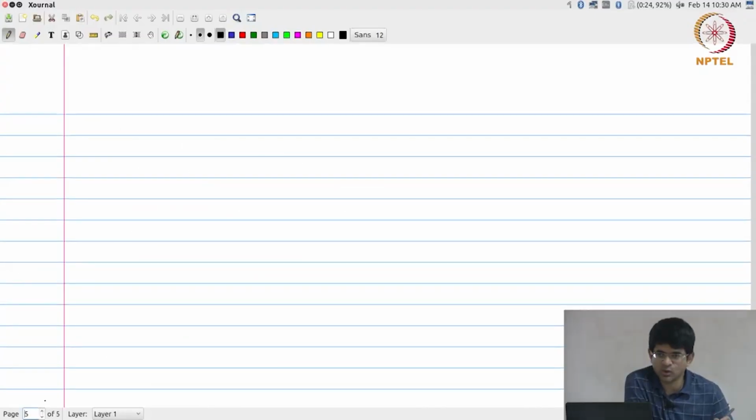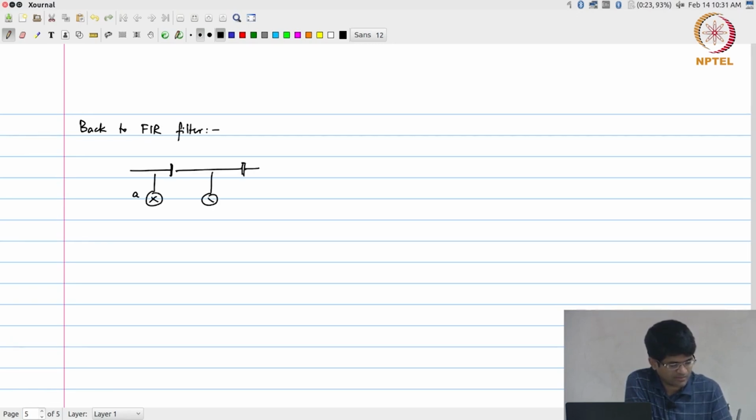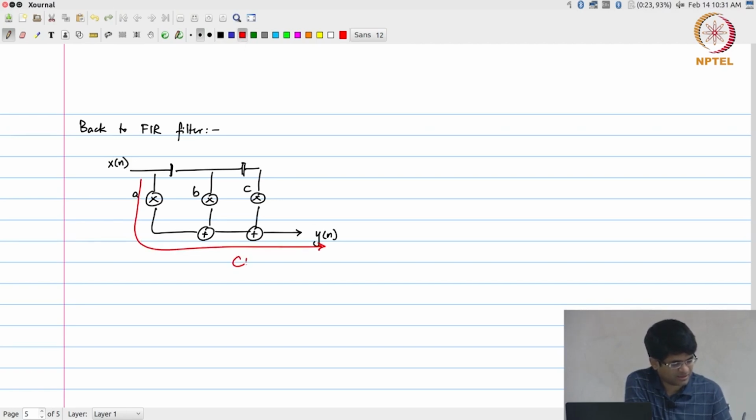Another way by which I can improve the throughput is a technique which observes that I can break up the computation into multiple stages. So, let us go back to the basics of the FIR filter structure. What was the problem that we had? This critical path equal to Tm plus 2 times Ta was 4 nanoseconds.